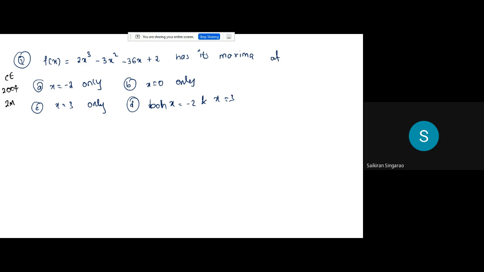You have to do the first derivative, then equal it to 0 and find the values of x. Then you have to do the double derivative, and check at the stationary points what is happening to the double derivative and all those things.